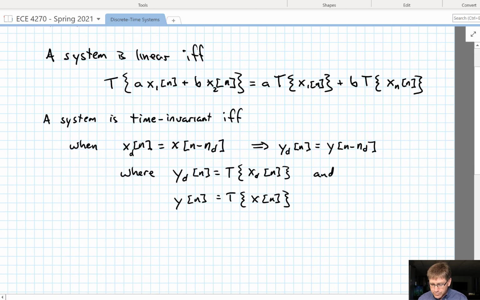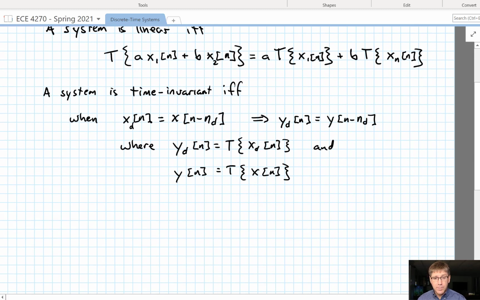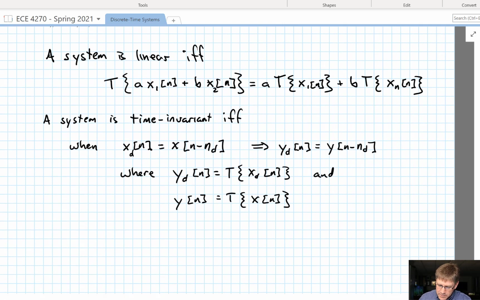But more intuitively, a time invariant system is one that works the same yesterday, today, and forever. So a system is LTI, linear and time invariant, if both properties hold.